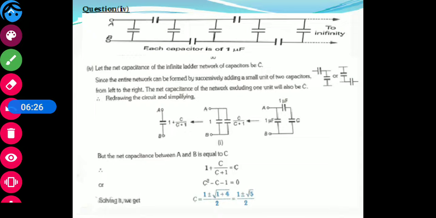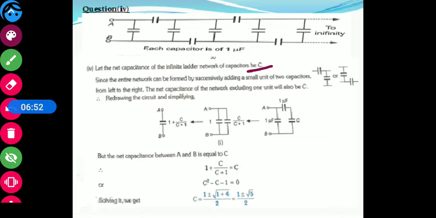Similarly, you can solve this problem. Now this is a little bit different problem, because here it is a series which is going up to infinity. So a little bit different technique we will use here. Let us consider the net capacitance of the infinite ladder network of capacitors.